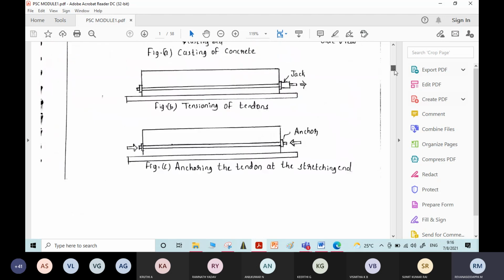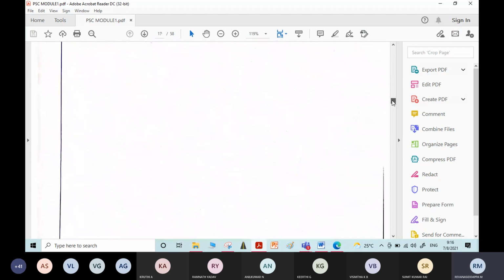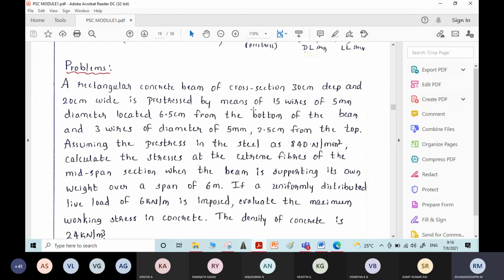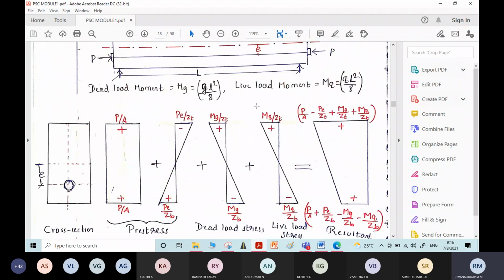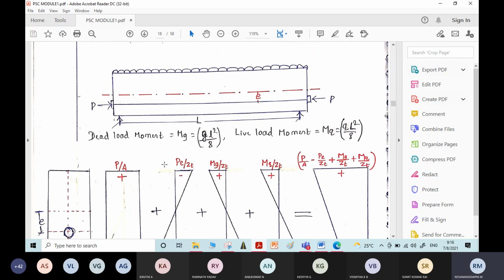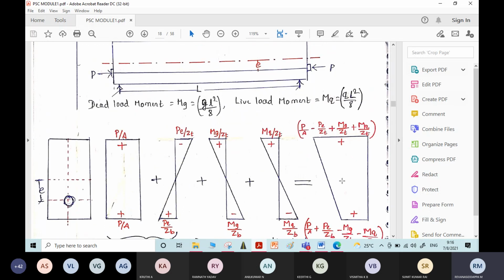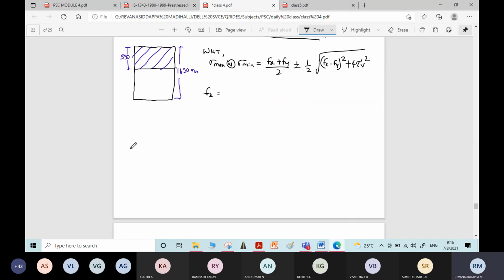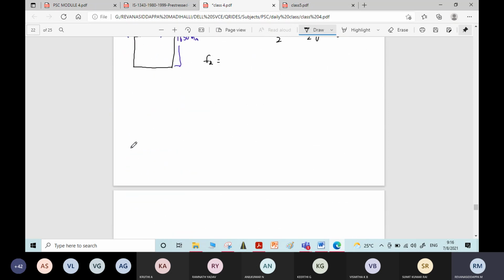Fx should be determined by considering the eccentricity at the support as well as the moment at the support. Referring to this basic principle of pre-stressed concrete, we need to formulate the equation for Fx. Now, the type of beam given is a cantilever beam.